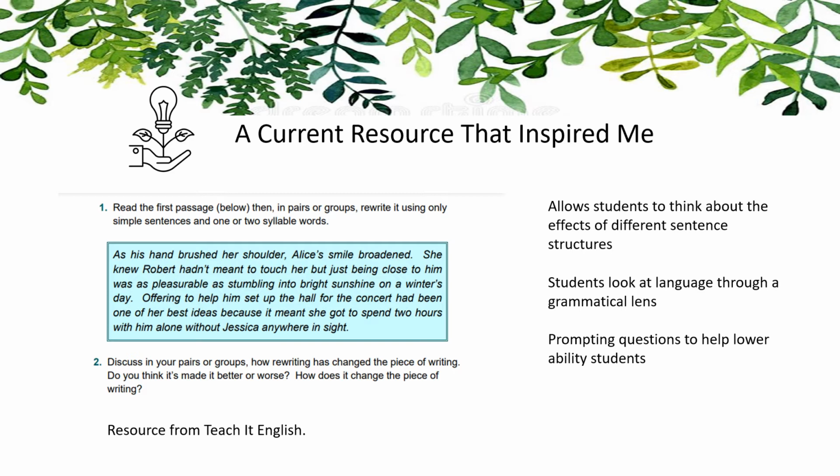I found this resource online at Teach It English. I think this is a wonderful resource as it allows students to think about the effects of different sentence structures while looking at language and use. It also has prompting and stimulating questions for lower ability students to guide them through this activity. I have adapted this resource in the next slide.